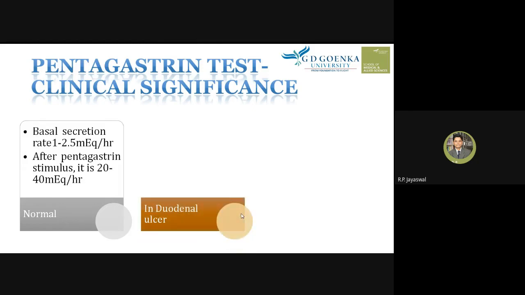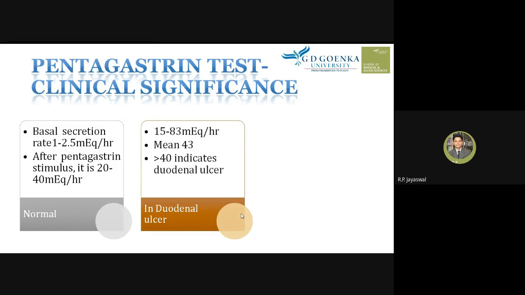When there is a duodenal ulcer, the value is 15 to 80 milliequivalent per hour, and the mean is 43. So a value above 40 indicates duodenal ulcer. Just remember it: a value above 40 milliequivalent per hour indicates duodenal ulcer in the patient.